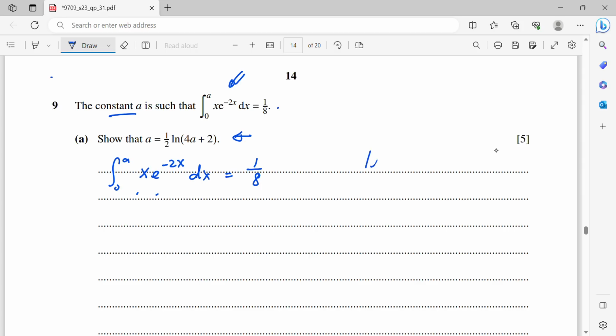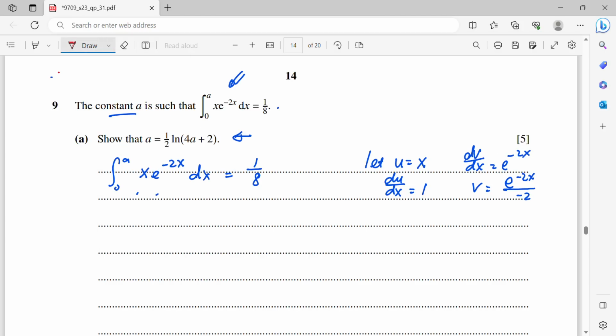Okay, so I will let u equals to x. dv dx is e negative 2x. So now your du dx, it will be 1. v is integrate exponential negative 2x. You rewrite the whole exponential. Then divide by differentiation of negative 2x. It will be negative 2.